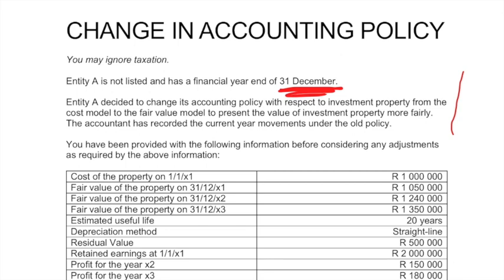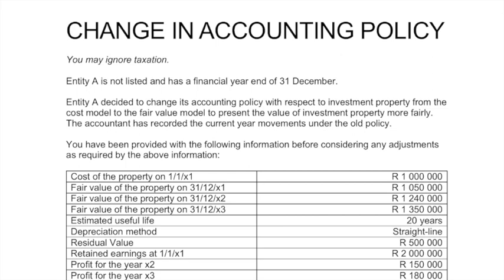Okay, now we are told that entity A decided to change its accounting policy with respect to investment property from the cost model to the fair value model to present the value of investment property more fairly. Okay, so they more fairly want to represent the business's financial performance and financial position.